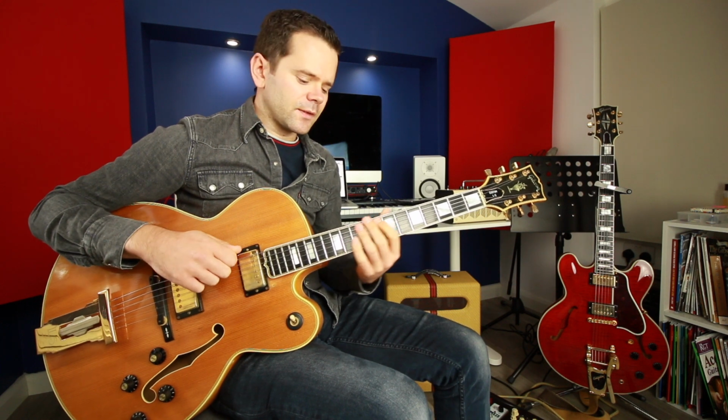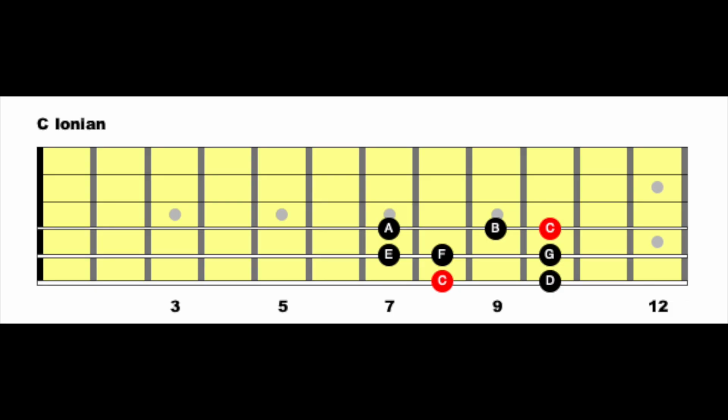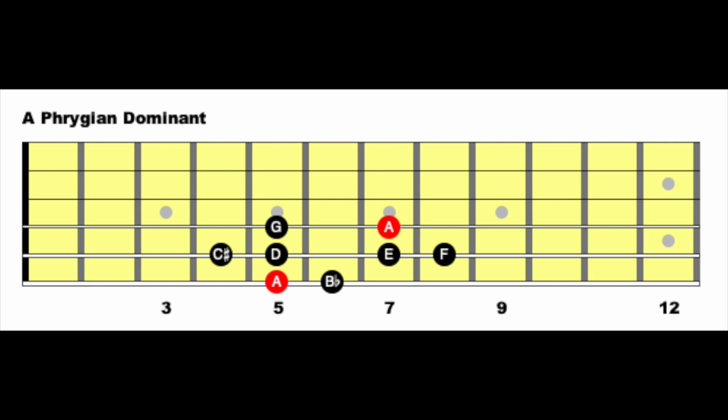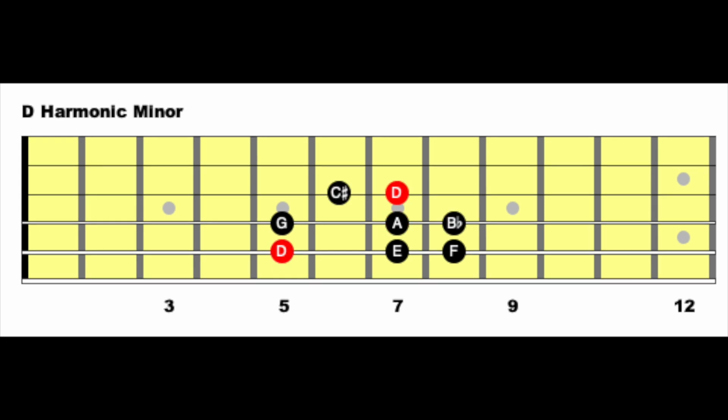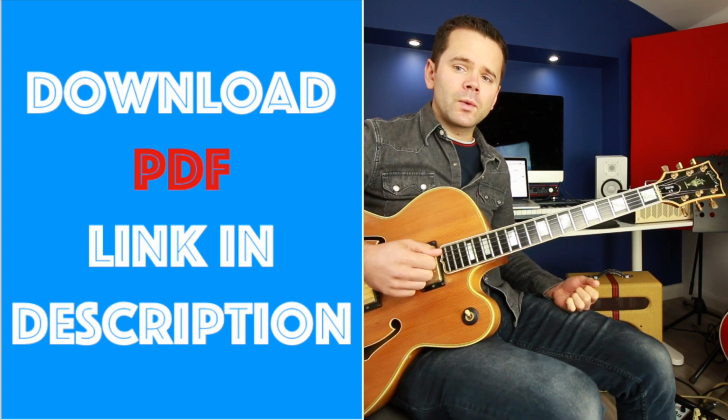So what scales would I use for those chords? I'd use C Ionian, so the C major scale, E Phrygian dominant, which is the A harmonic minor but from E to E, A Phrygian dominant, which is the D harmonic minor from D to D, and D harmonic minor. There's obviously many other scales you can use. Those are the ones we're going to work with today.